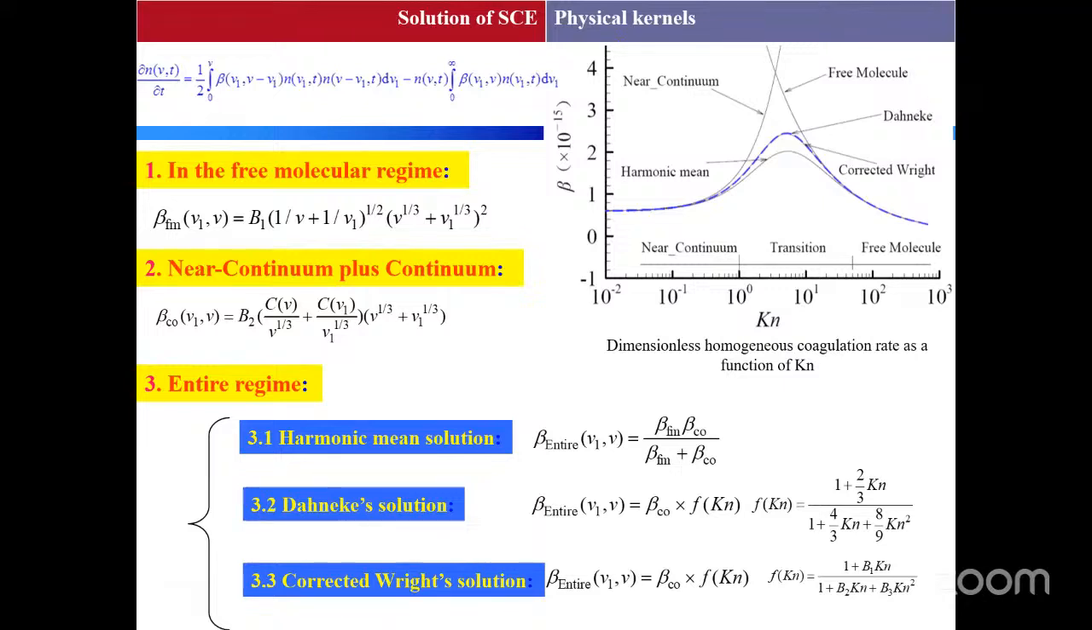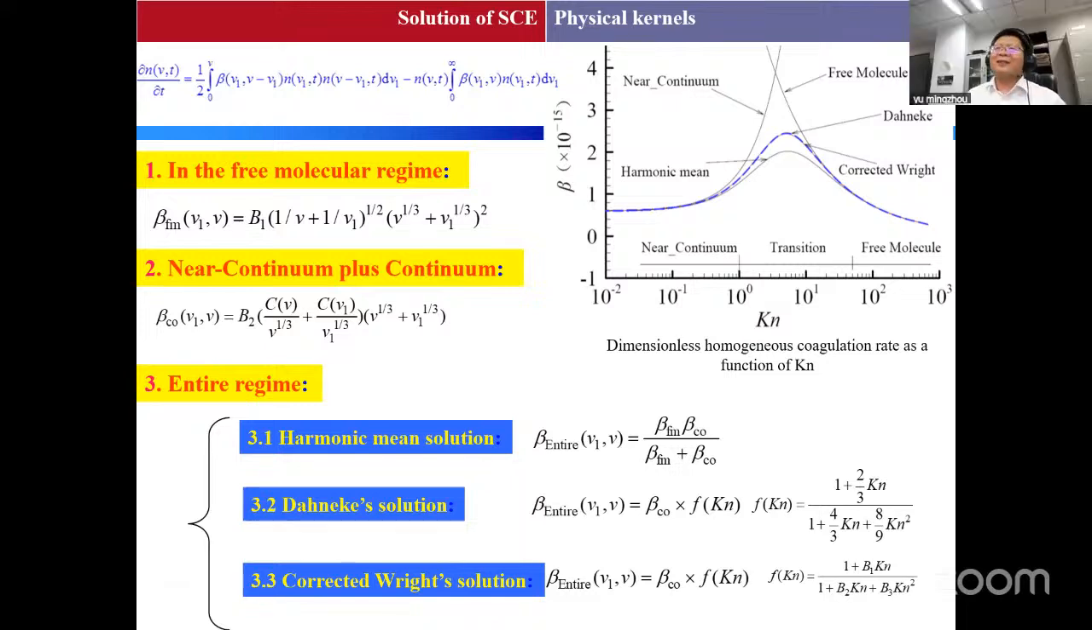So, it's moving. Hello? Yes, it is moving. Yes. Now moving. Okay, so I'll continue.